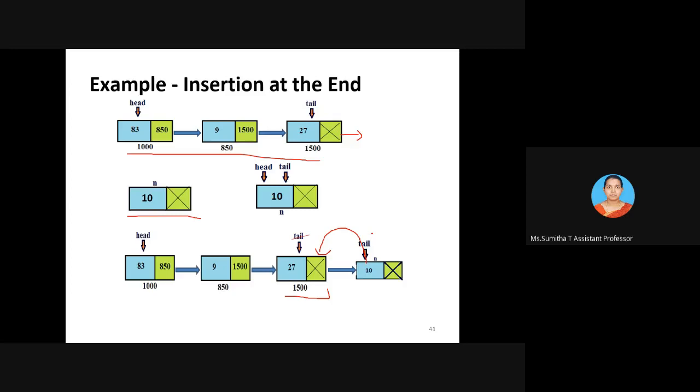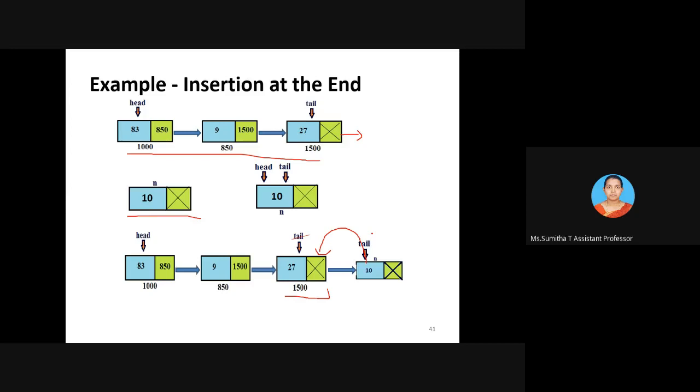We are going to insert at the end of the list. For that, we first create the new node with the element. After that, find the tail node and remove the null value in the tail node. The address of the node we are going to insert is stored in the tail node, and mark the newly added node as the tail.